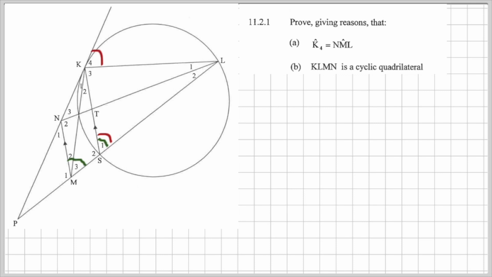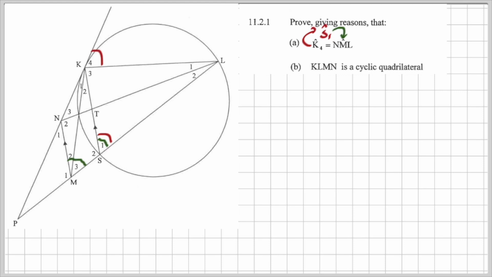So the first question is, prove that K4 is angle NML, or M2 plus M3. So what is the connection point between them? Well, K4 is the same as S1, and S1 is the same as NML. Ladies and gents, I knew I was going to use theorem 9 because they asked me to prove theorem 9. I love this. I just love it.